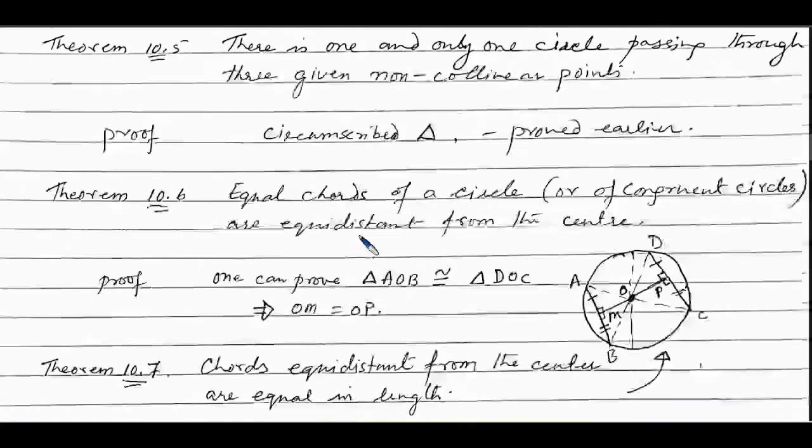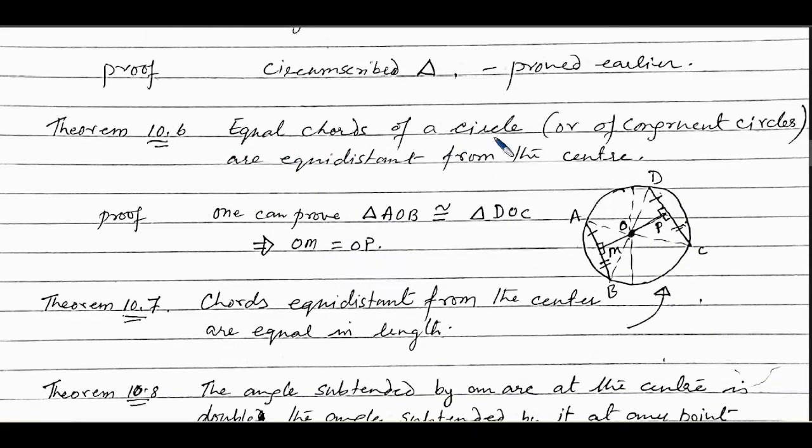This was proved earlier. Now theorem 10.6: equal chords of a circle are equidistant from the center. Suppose chords AB and DC are equal, so the distance from O to this midpoint here and from O to this midpoint P will be the same. If I have one small and one big chord, it will not be the same, because the small chord will have a bigger distance. But if AB is equal to DC, then the distance OM and OP will be the same.